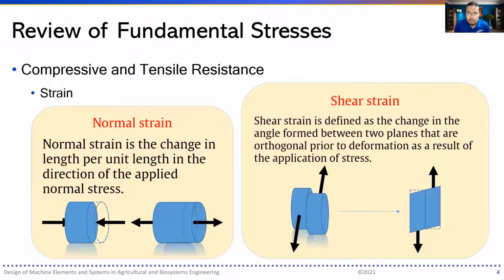In shear strain, it's the change in the angle formed between two planes that are orthogonal prior to the deformation. As can be seen on the diagram, the degree of the angle is visible via the original orthogonal position, and then against the new angular deformation.